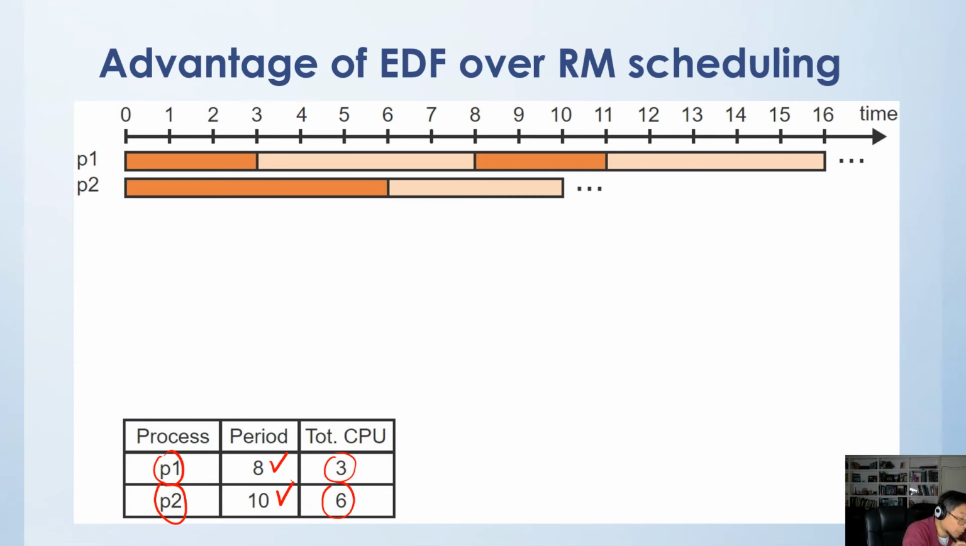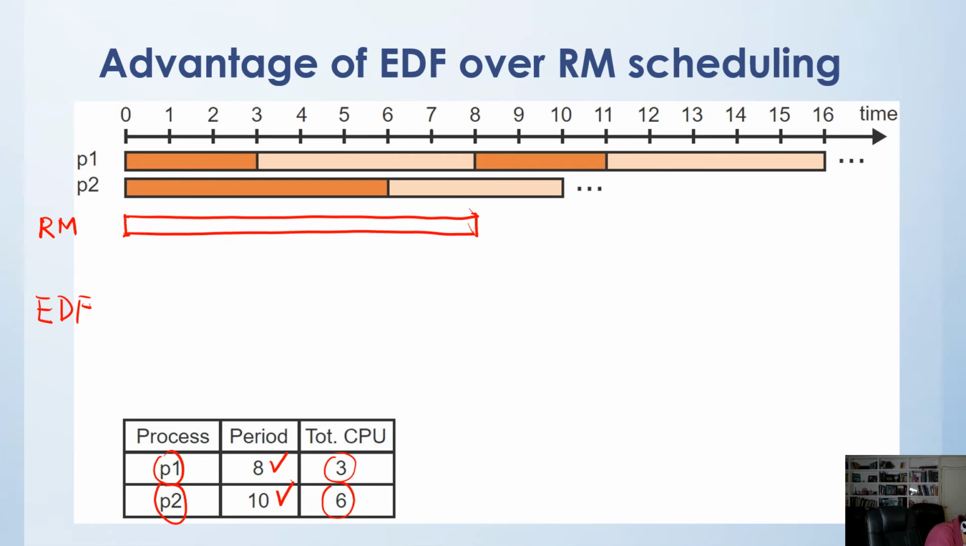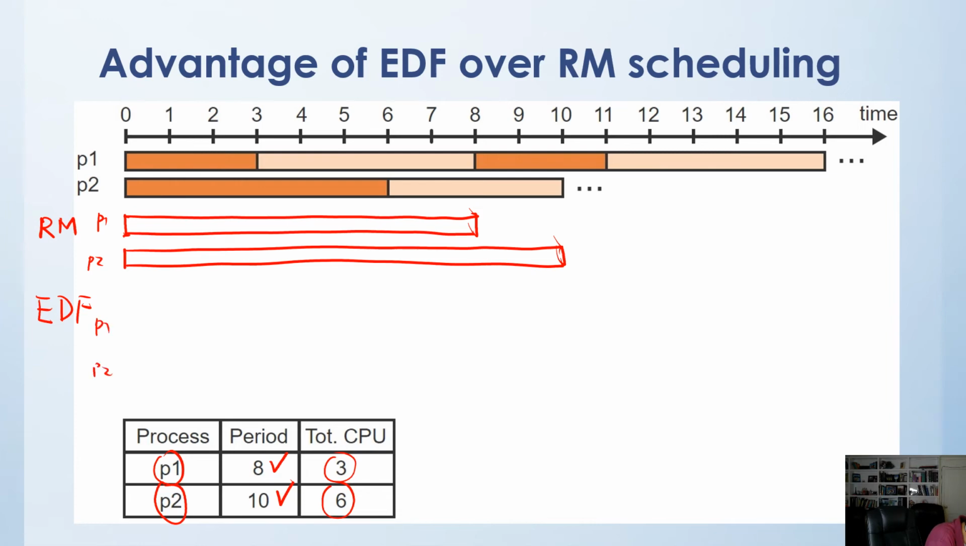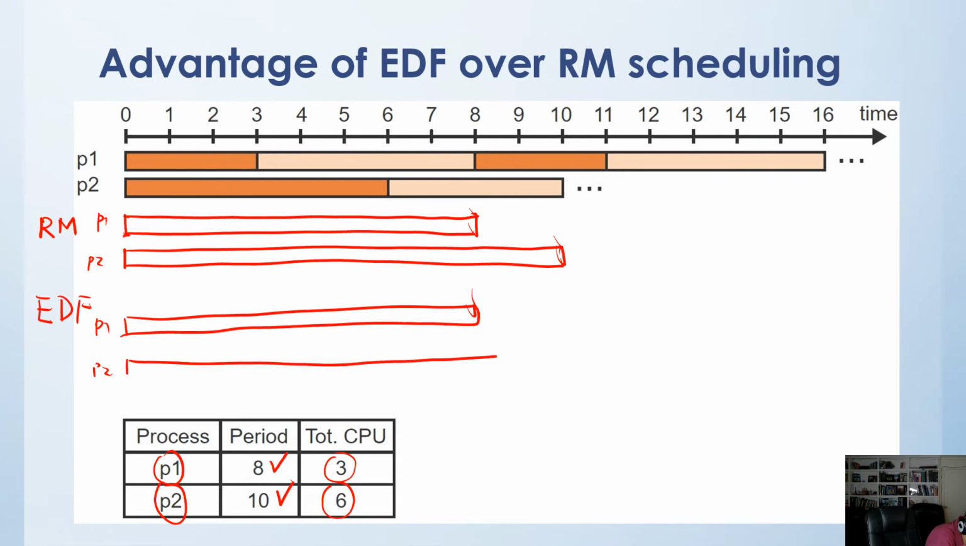So now let's use this example to analyze both the RM and the EDF. In the previous slide, we mentioned that the EDF is optimal. Okay, then let's take a look. For both RM and the EDF, both processes start by requesting the CPU. That's P1, P2, P1, P2. The first process has a period of 8, and the second process has a period of 10, right?